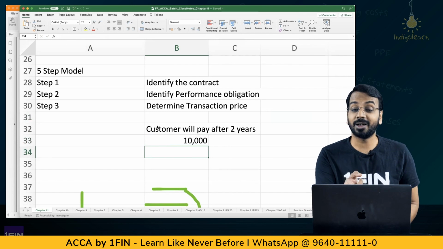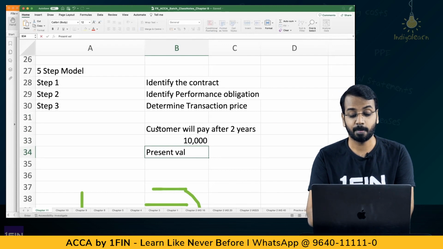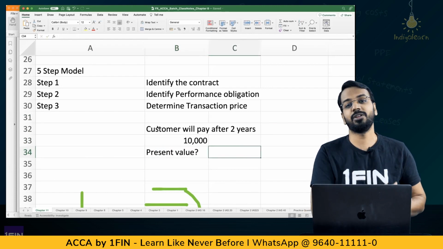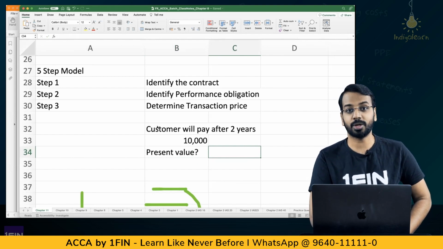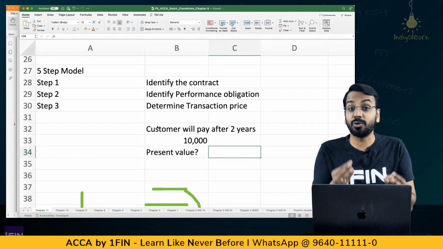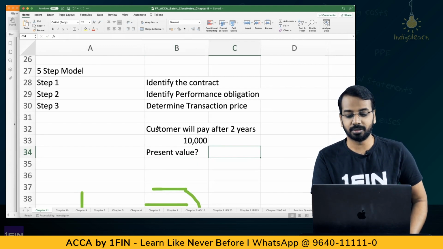So when we say there is an amount payable after 2 years, we have to see what the present value is. And that present value will be the transaction price, and not the 10,000 that the customer will pay after 2 years. The contract may say anything else, but you have to understand what actually is the transaction price.